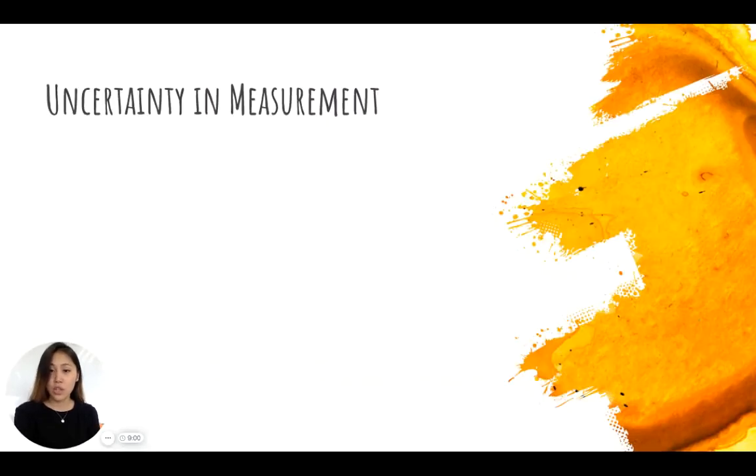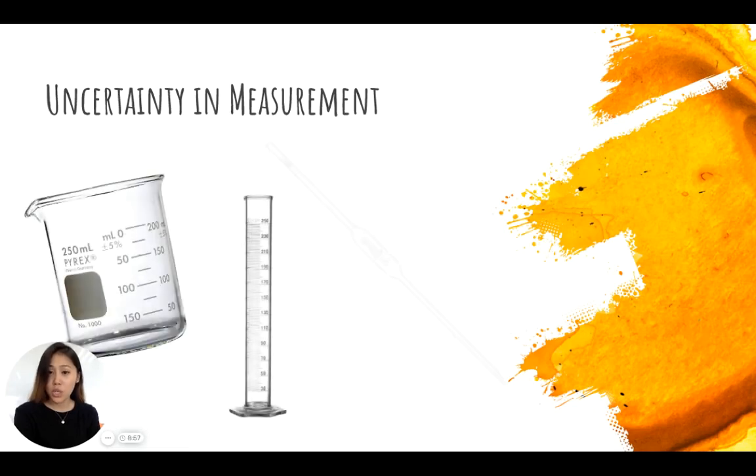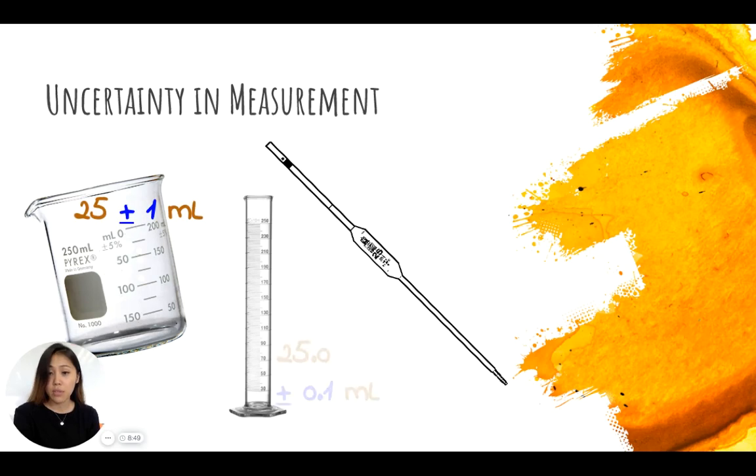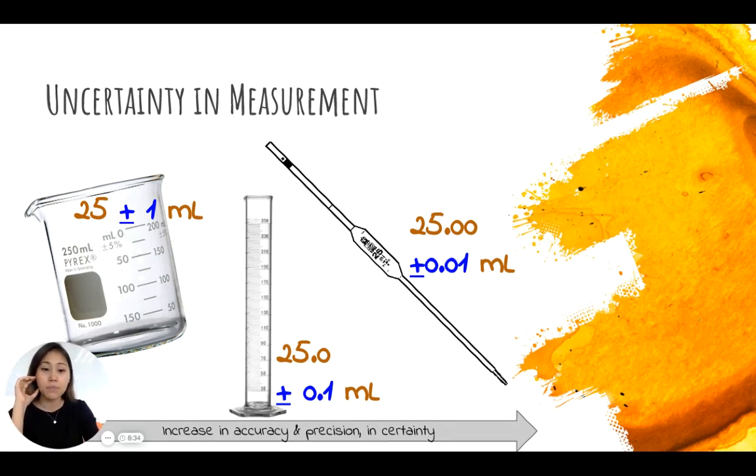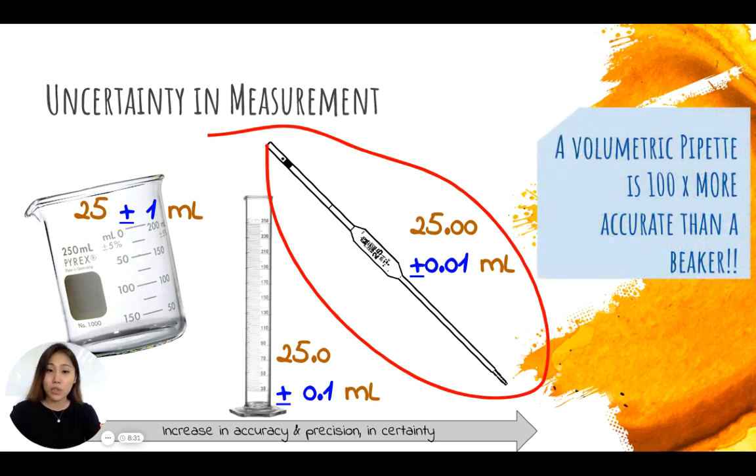From last time, we've seen uncertainties in measurements of beakers, graduated cylinders, and volumetric pipettes. If I were to measure 25 milliliters of liquid, they would have different uncertainty measurements for all of them. We could see that the values increase in accuracy and precision as we become more confident with our measurements using different types of glassware. We could see that a volumetric pipette's uncertainty is 100 times less than a beaker. So we are more confident about our measurement using a volumetric pipette than we are with a beaker.